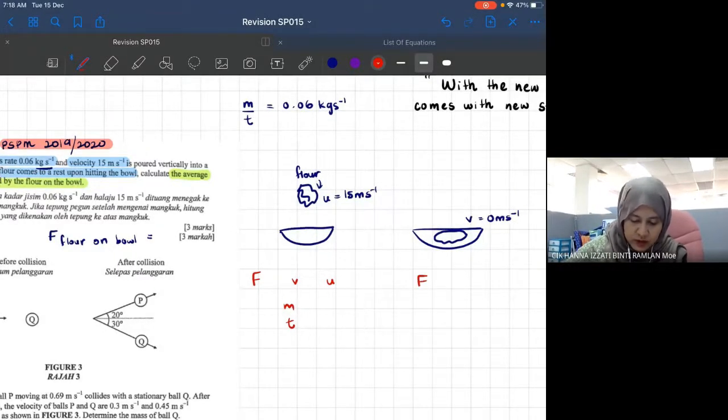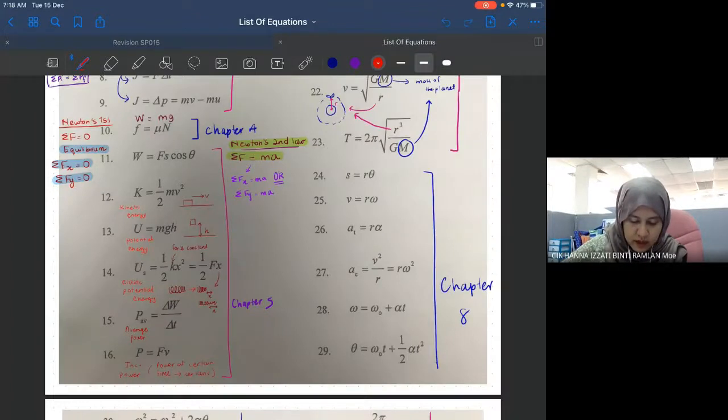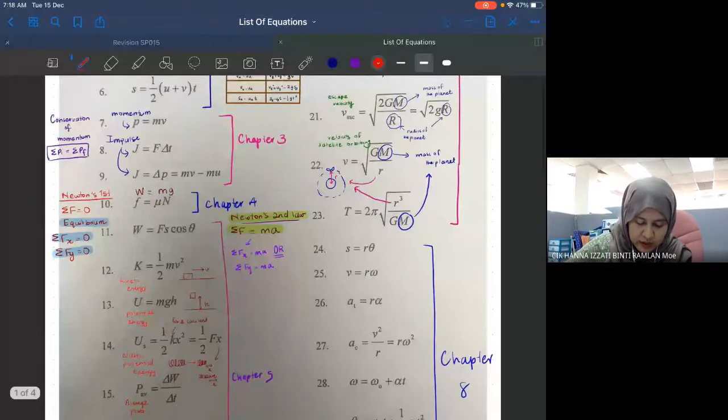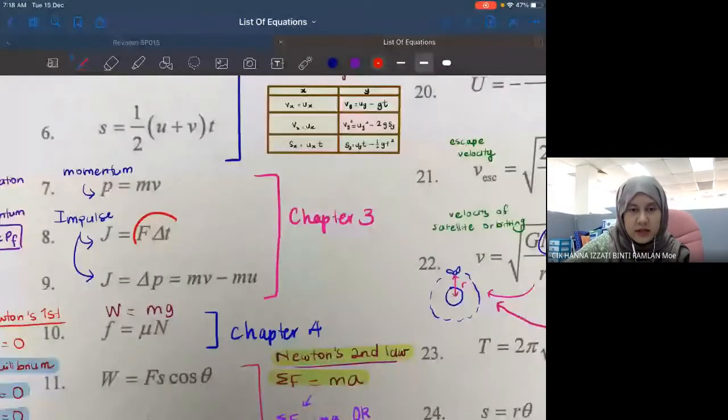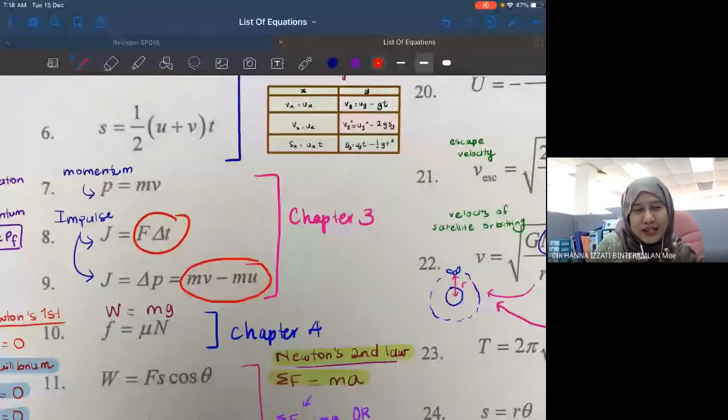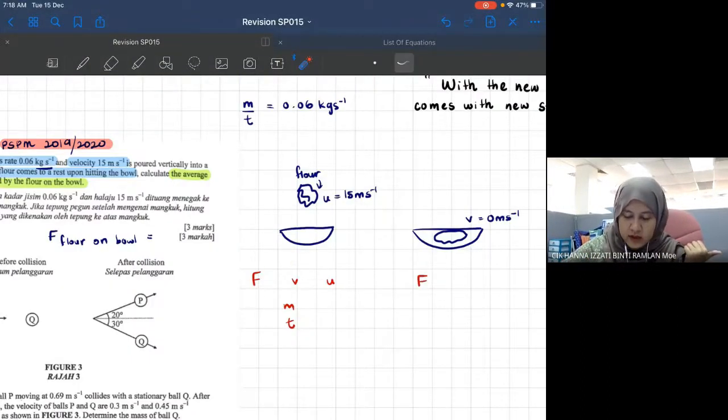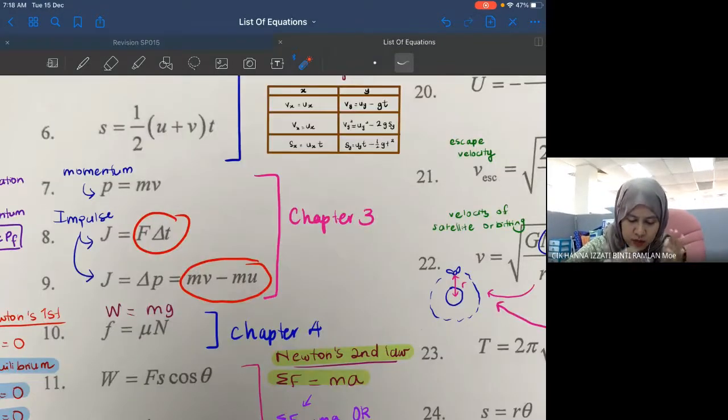Kamu tengok a list of equation kamu, chapter 3. This one, actually where J is equals to, okay, F equals to delta T. Sebab kita ada F dengan T. And then kita ada MV, kita ada V dengan U juga kan. So maksudnya we are talking about impulse here. Okay, sebab kita ada quantity force, kita ada quantity velocity, kita ada mass, kita ada time. So bila kita gabungkan semua benda ni, ni sebenarnya kita cakap pasal apa tu, impulse. Sebab kita nak force, and then we have time, and then we have mass, and then we have velocity.